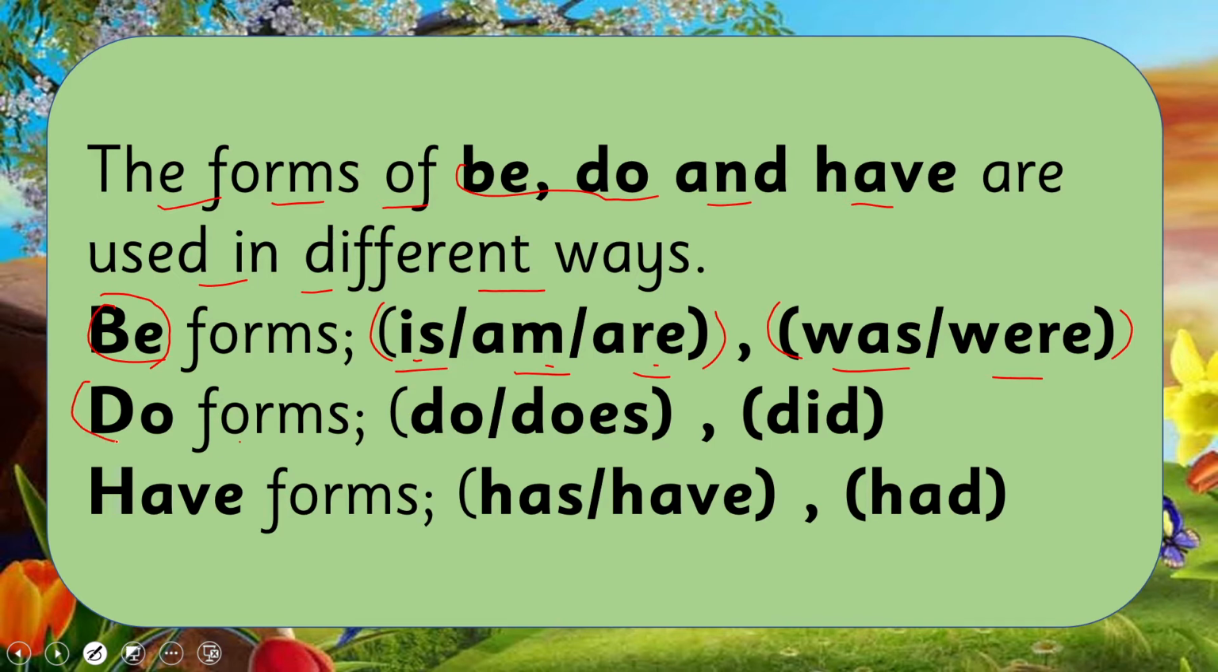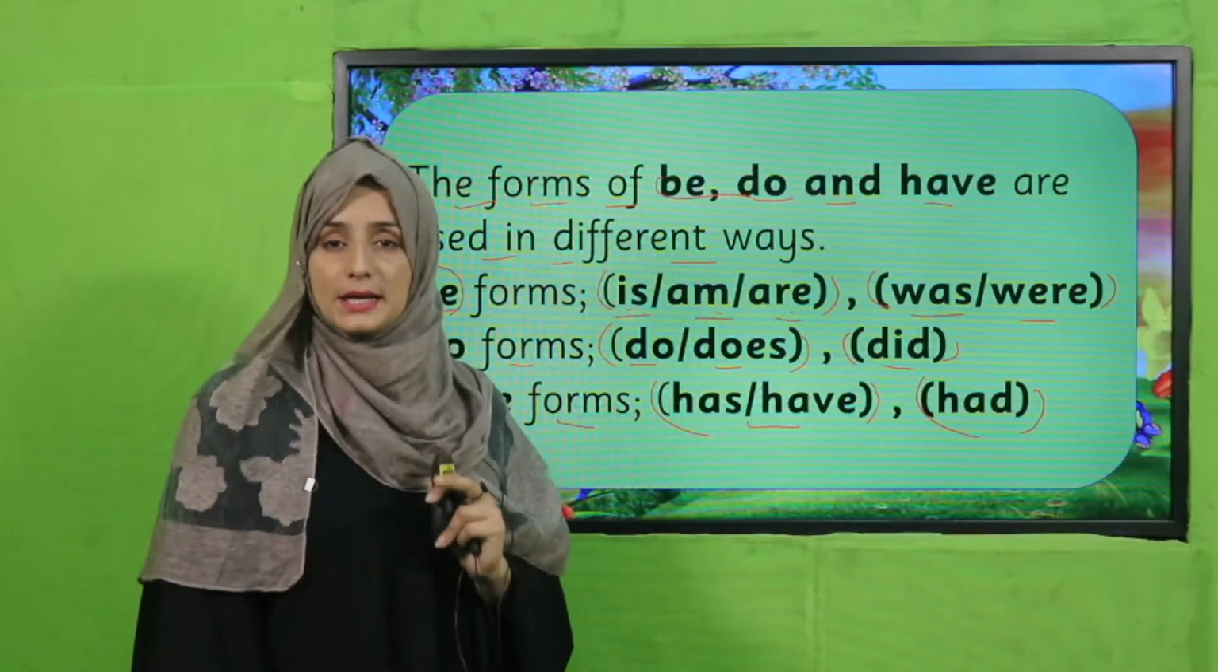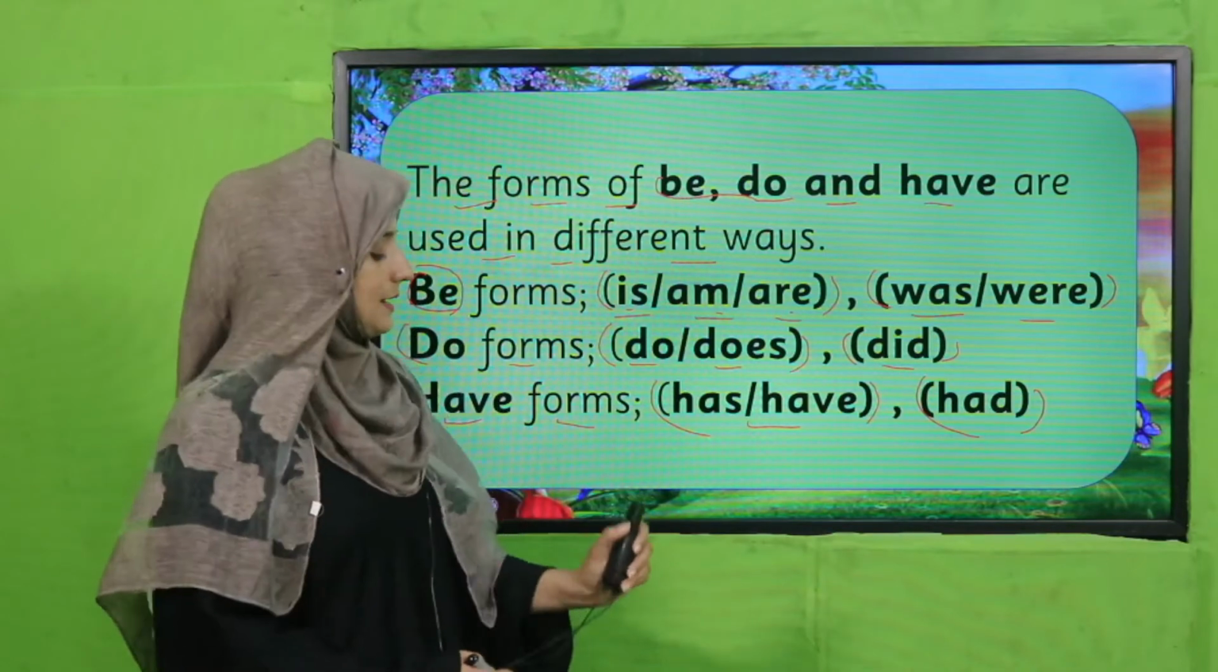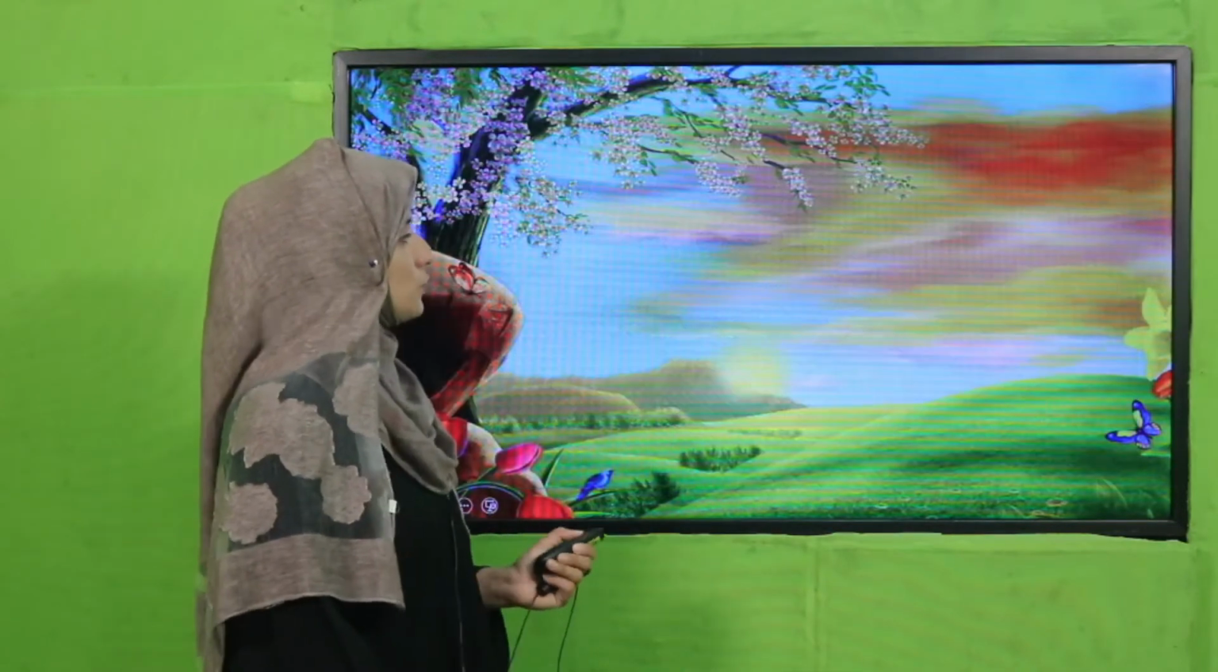Next, the do forms: do, does and did. Do and does are for present tense, my dear students, when we are talking about present time, and did is used for past time. The have forms are has, have and had for past time. So these are the forms of be, do and have, which we have already learned in detail. Let's have a look at them in a positive form.